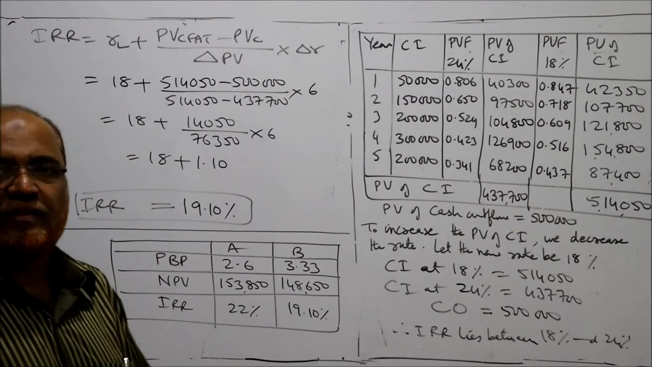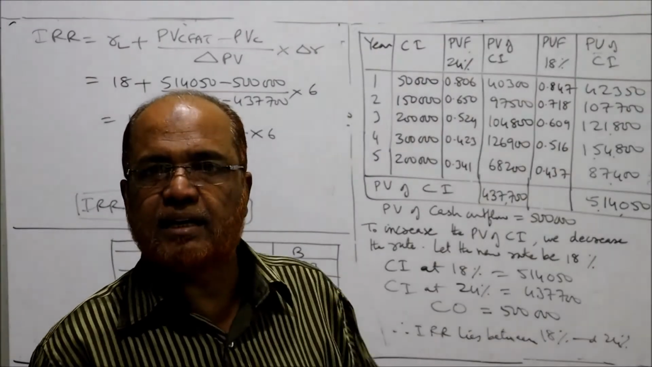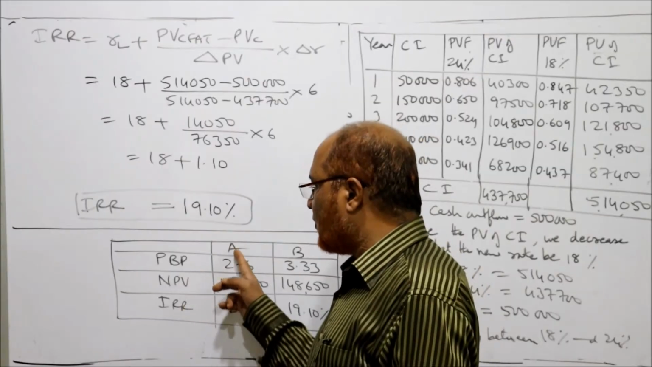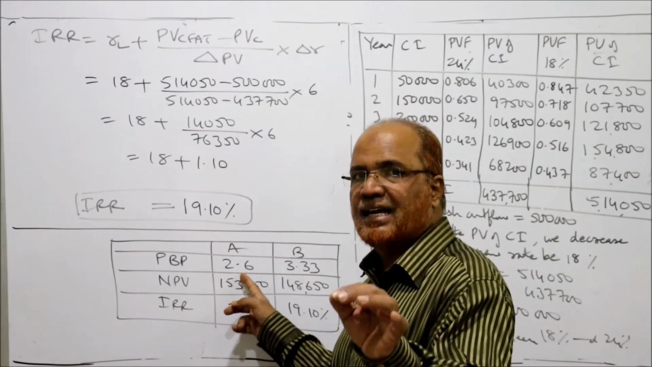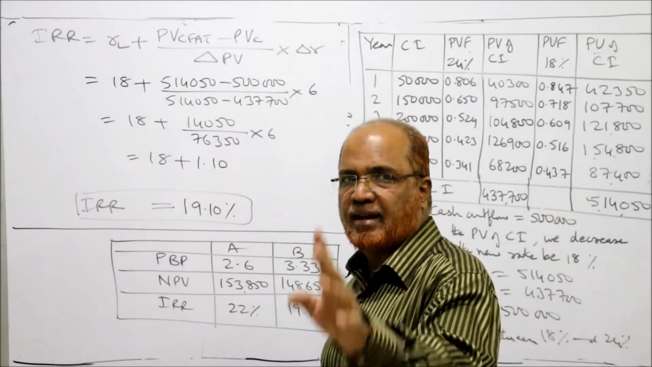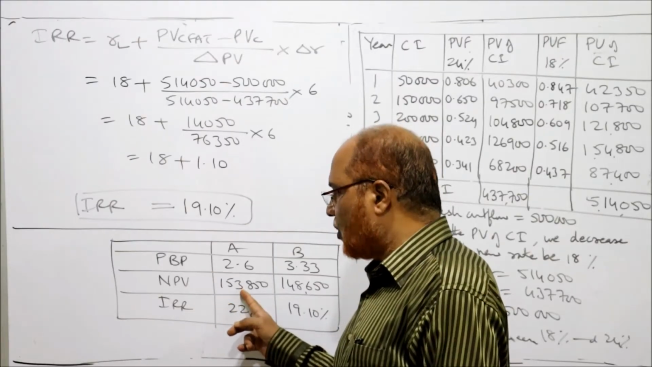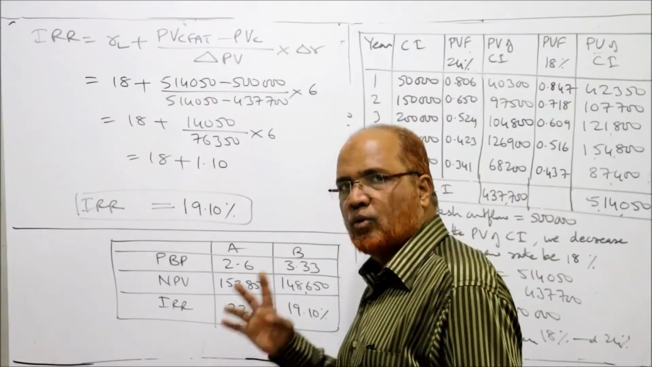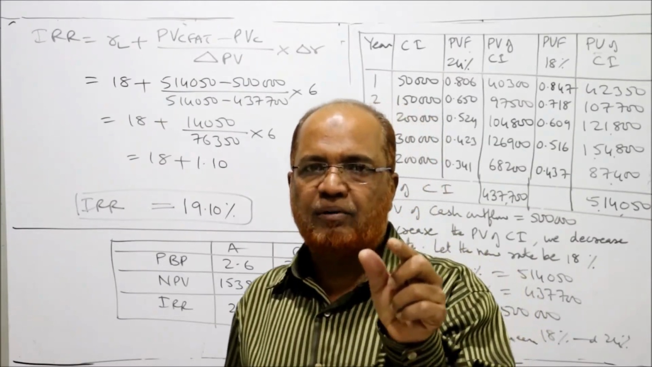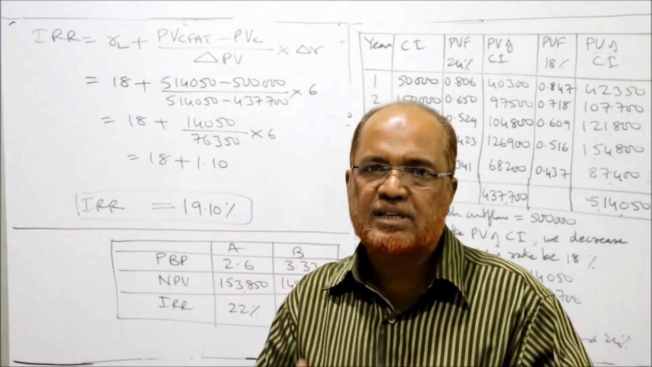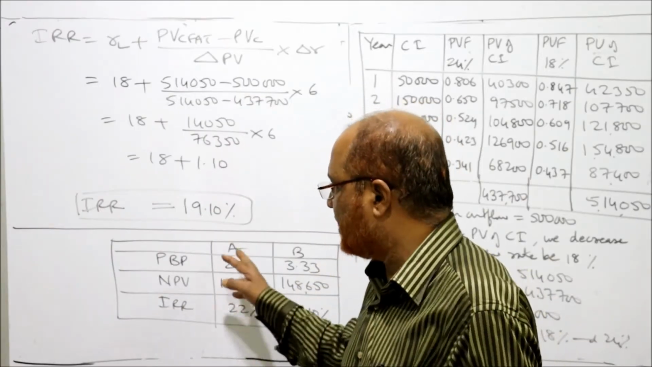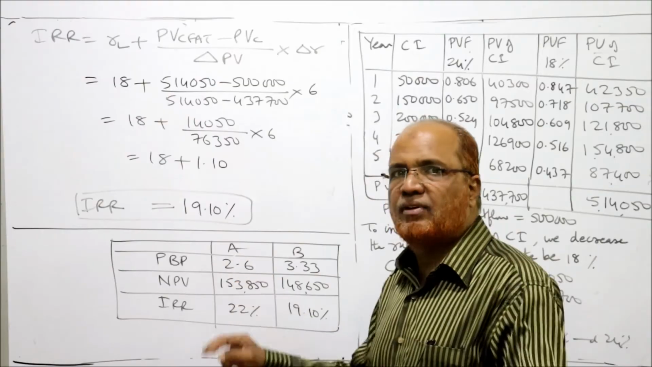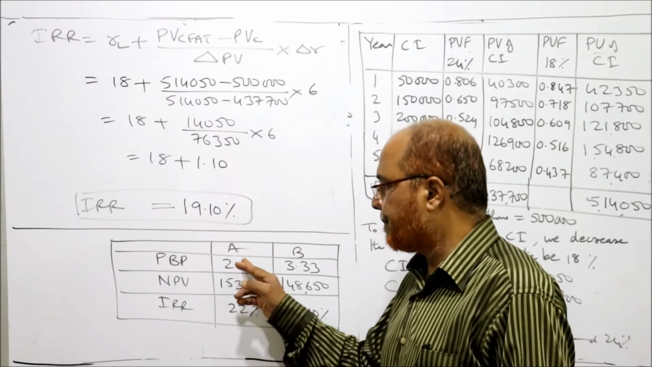Now on the basis of this, we have to give the conclusion ranking. PBP is lower for A machine, so we suggest A machine. A machine should be given first rank. NPV is more for A machine, again first rank for NPV. IRR is also more. So according to PBP, NPV and IRR criteria, we suggest the company to purchase machine A, since for all three criteria, machine A gets the first rank.